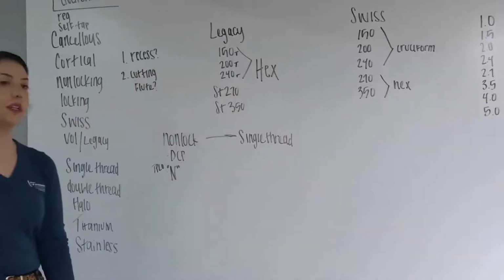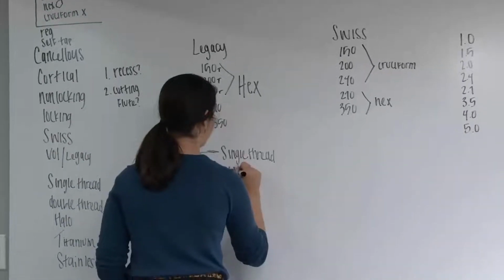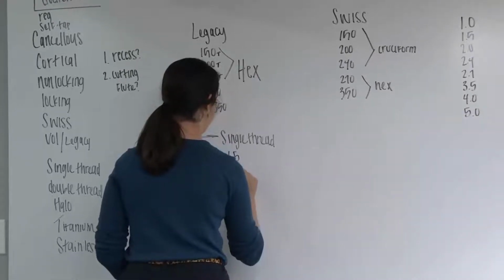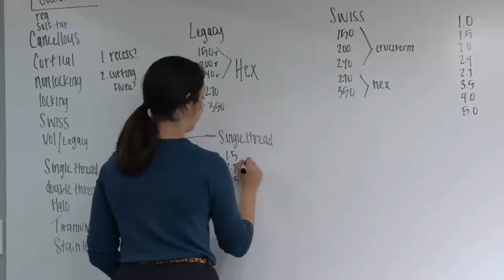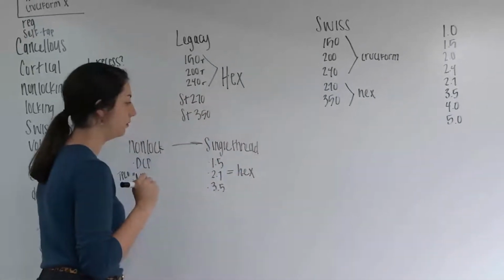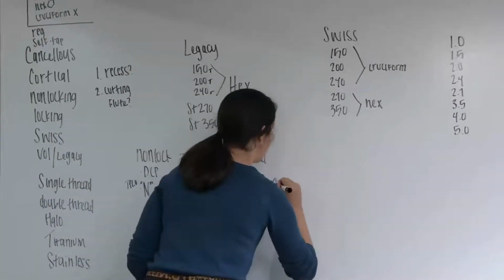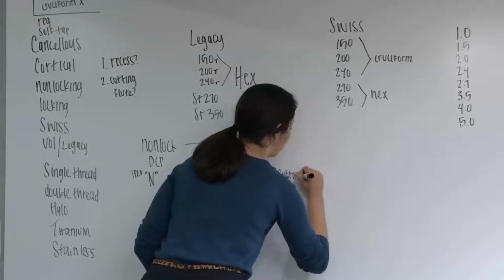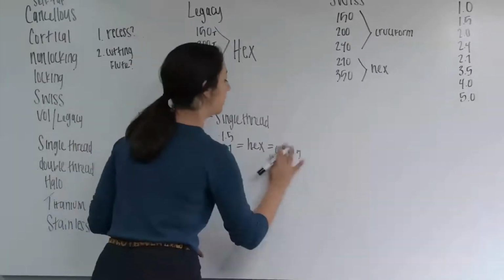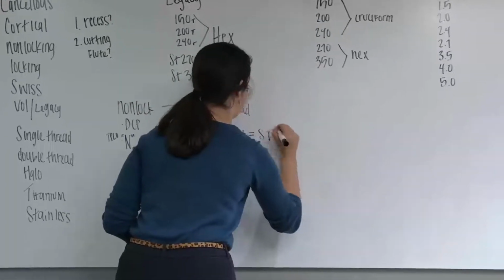Single-threaded implants are only available in the following implant sizes: 1.5, 2.7, and 3.5. They are only available in hex. And they are all cutting because every locking screw is self-tapping or has a cutting flute. I think I'm going to change out cutting for self-tap, a little more on brand. ST.